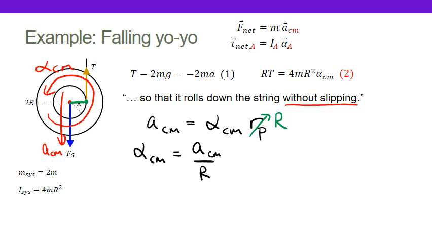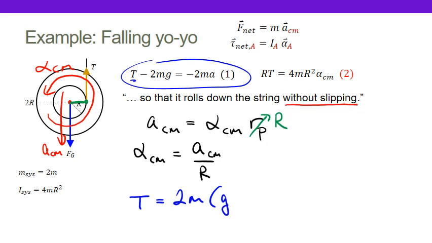So with that, I have now three equations with three unknowns. It's a matter of substitution to solve this. I'm going to go ahead and take a moment and solve equation 1 for my tension, and I get that the tension is equal to 2mg minus a. And now I'm going to take my rolling without slipping condition and my tension and plug them into equation 2, and I'll show you what the result looks like on the next slide.